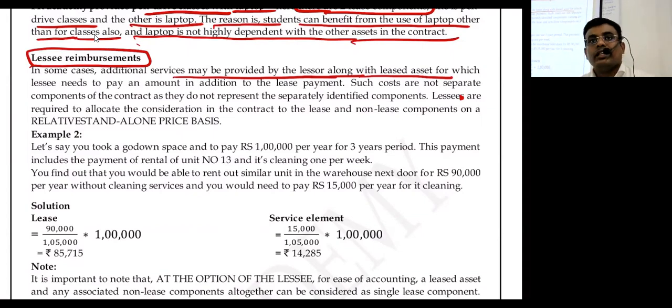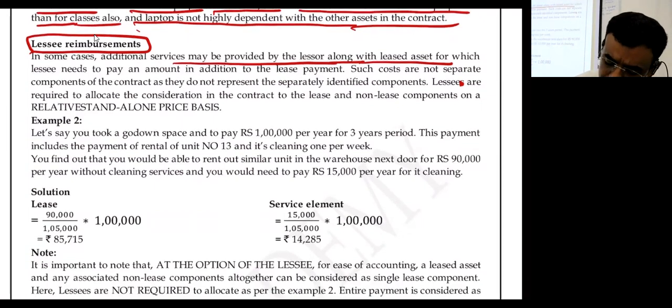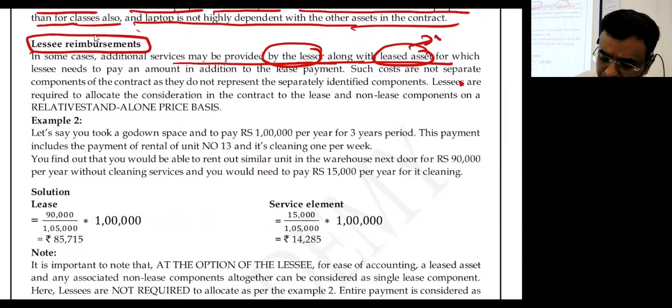Clear? If it is not a lease, it's not covered. If it is a lease, it's covered. If it is covered, then lessor and lessee come. I hope you are clear now. You must have a conceptual understanding, even though not writing anything. The additional services may be provided by the lessor along with the leased asset. Leased asset is nothing but the underlying asset.